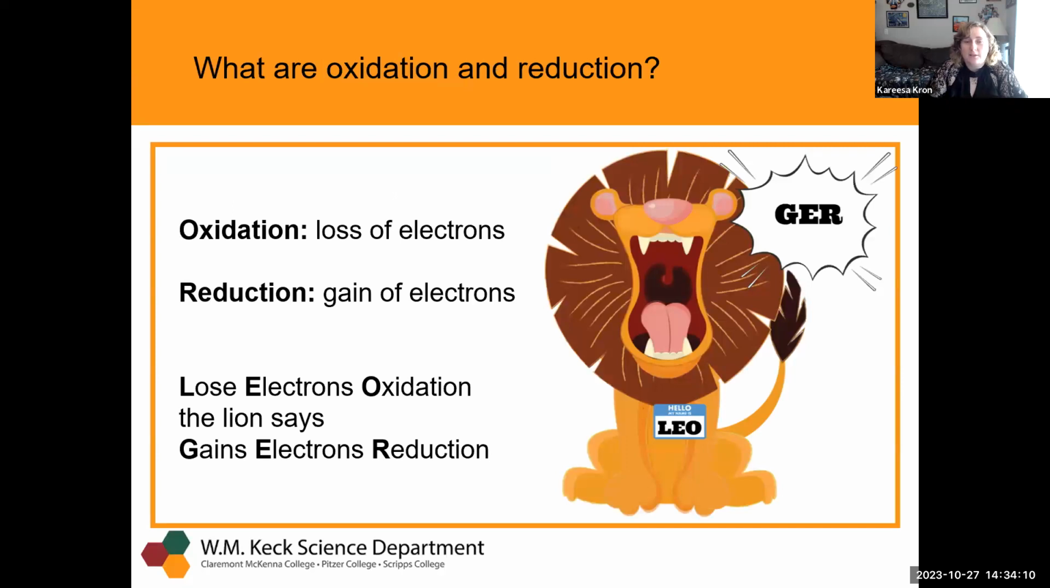And so to start, I want to define oxidation and reduction, or talk about how it's often referred to. So oxidation is often defined as the loss of electrons, while reduction is defined as the gain of electrons. And one way that I found helpful to remember this is Leo the lion says Ger. So Leo stands for lose electrons, it's oxidation. And Ger, said with a bit of an accent, stands for gains electrons, it's reduction. And so you can potentially use this to help you remember what oxidation is versus reduction reactions.